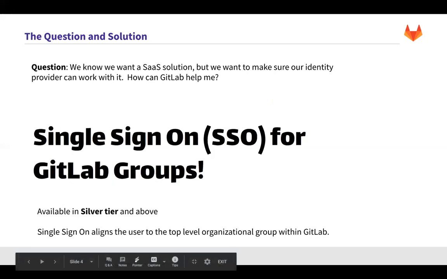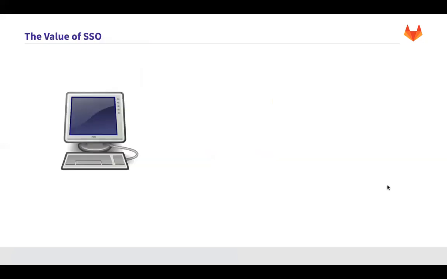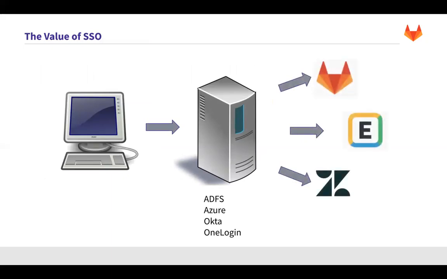Single sign-on for groups aligns the user to the top level organization within the group. Now, the value of single sign-on is that a user can then enter their credentials into a central identity provider, which can then provide their credentials or access to the other applications throughout their organization.